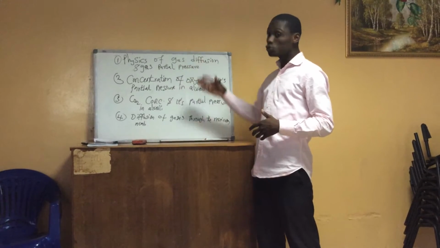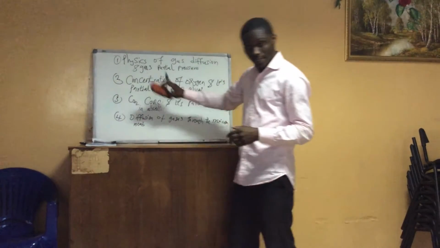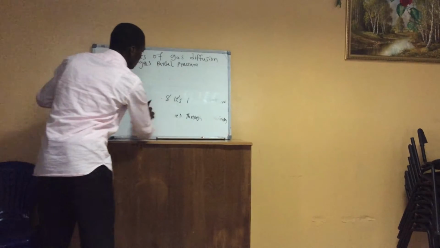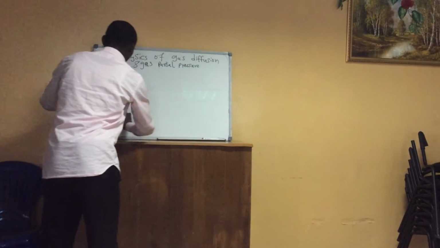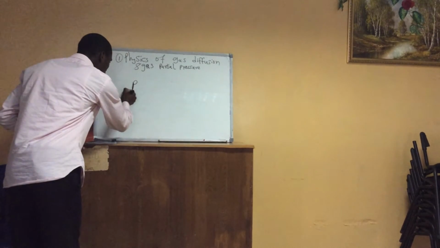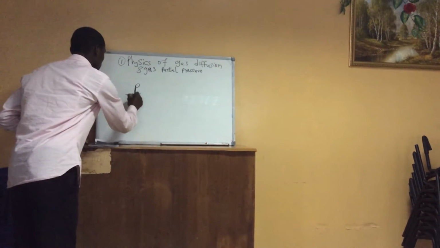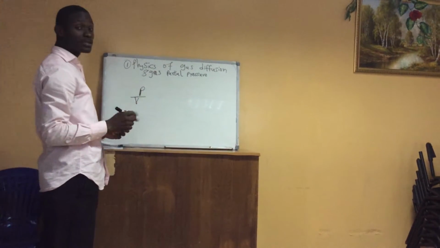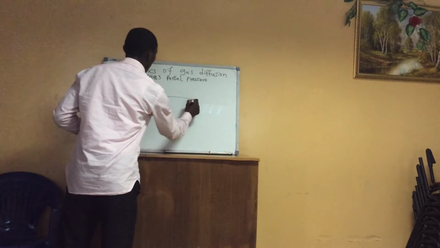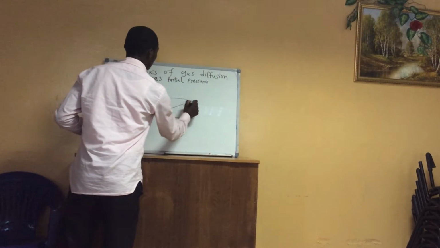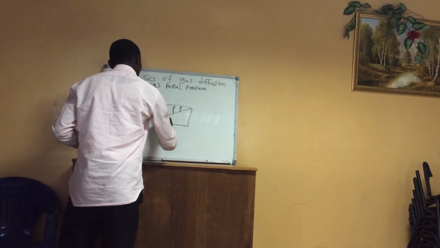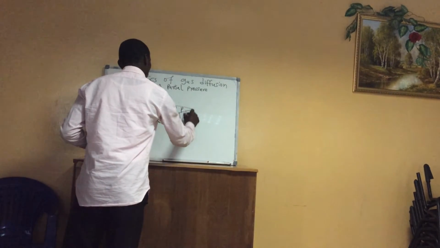Now, the physics of gas diffusion states that pressure of gas in a container is inversely proportional to the what? The volume. Pressure of gas in the container is inversely proportional to the volume. Now, let me give you a simple diagram that will help us to remember the basis of all we are going to discuss today. P stands for pressure, while V stands for volume.